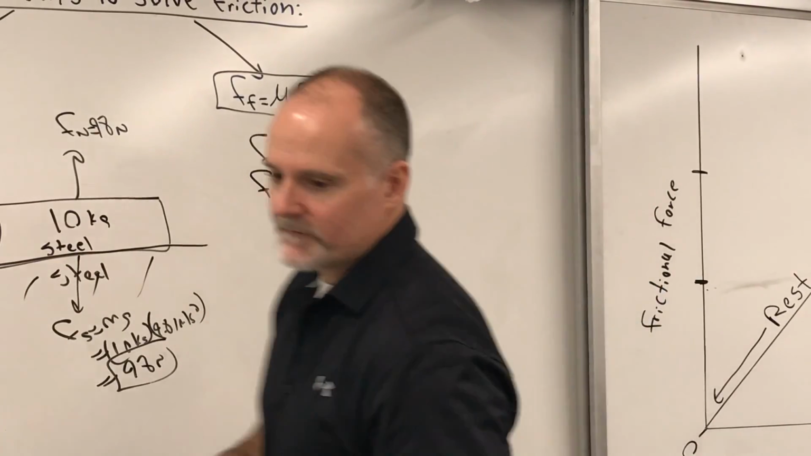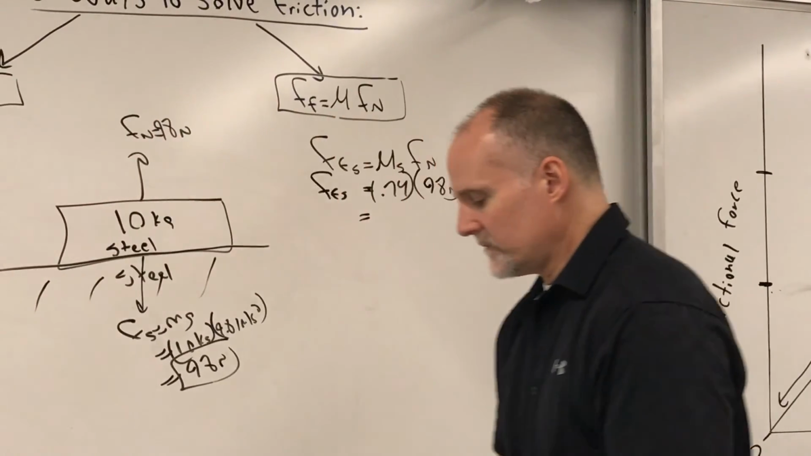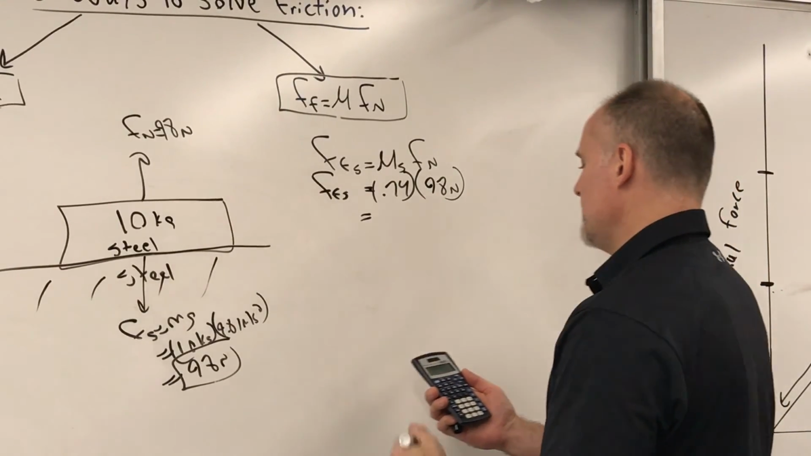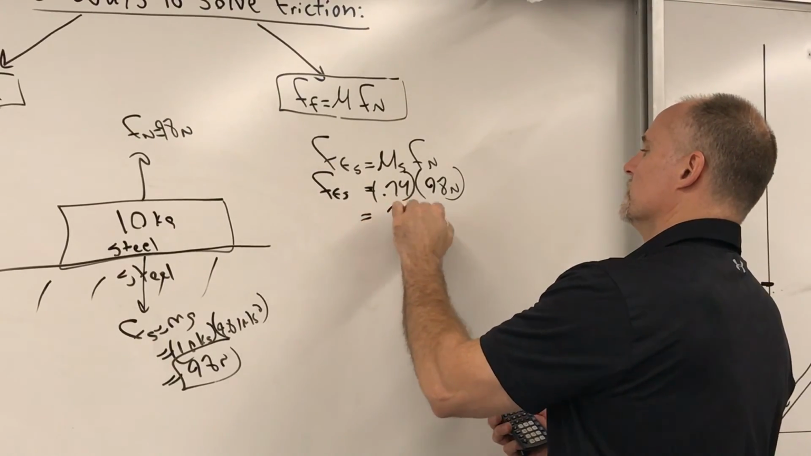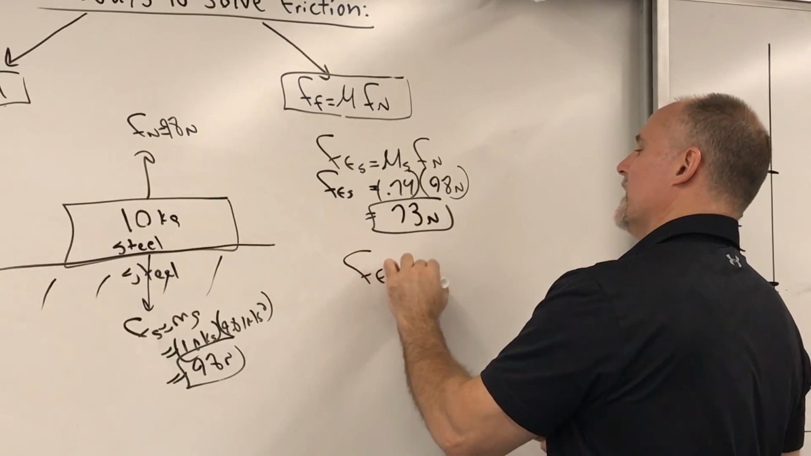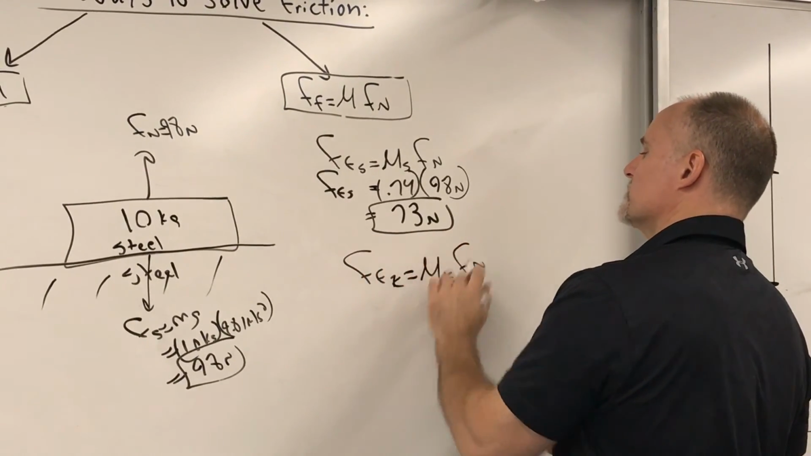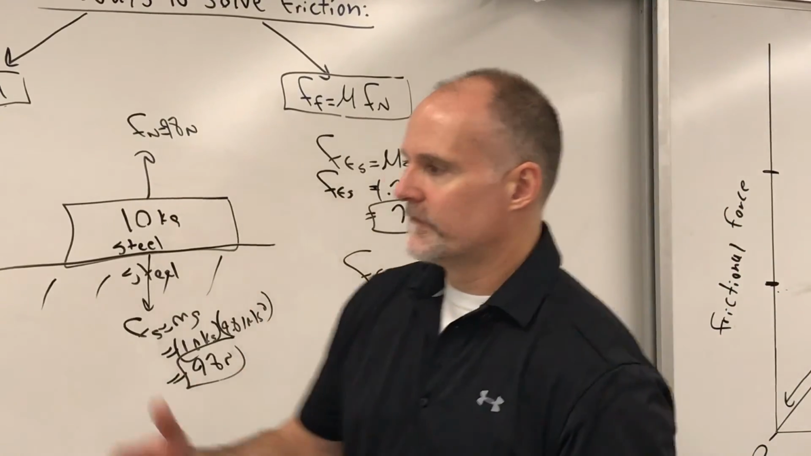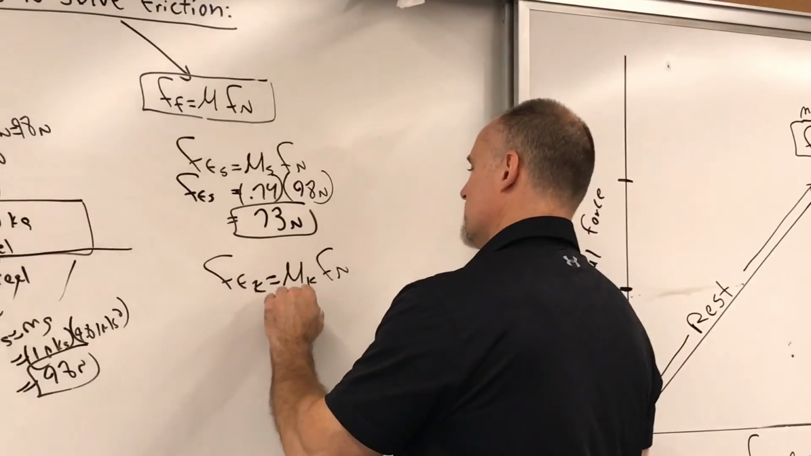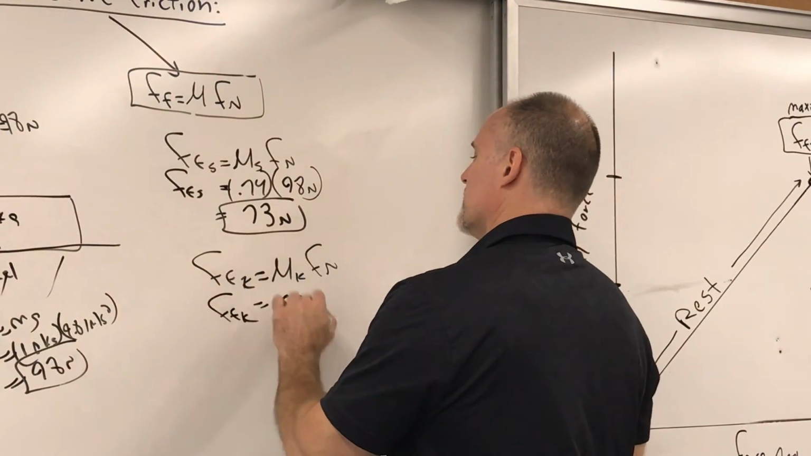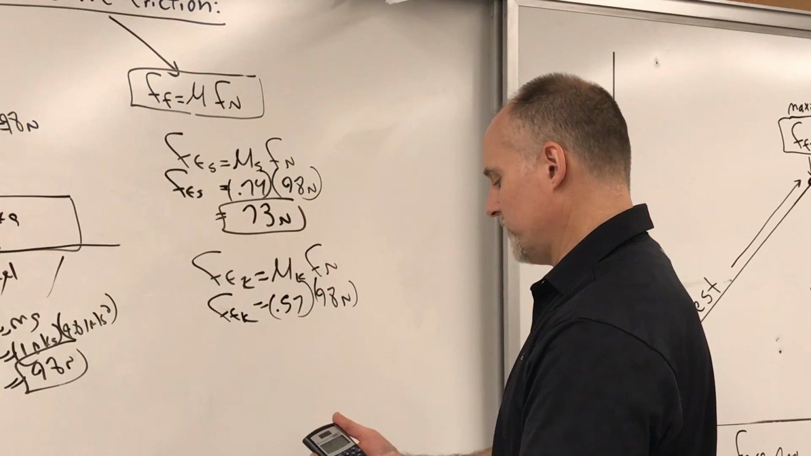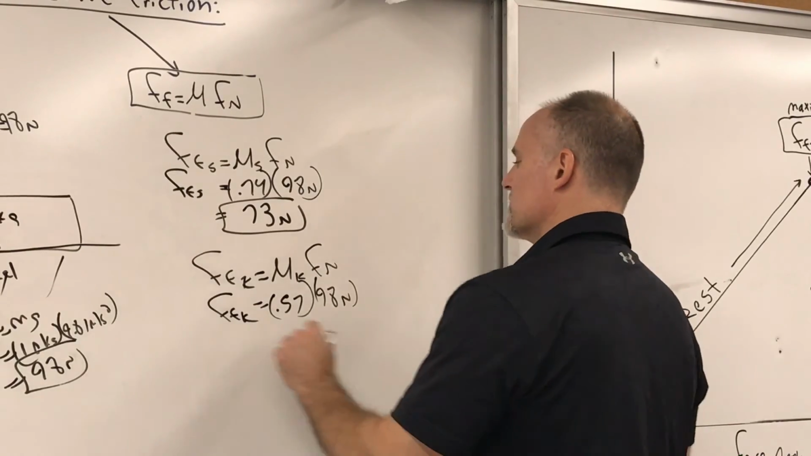So we're going to take 0.74 times 98, and we get 73 newtons. Okay? Now we're going to take our frictional force kinetic and put the kinetic value in times the normal force. Well, the kinetic value, if you look, steel on steel, is 0.57 times 98 newtons. So when we take 98 newtons times 0.57, I get 56 newtons.